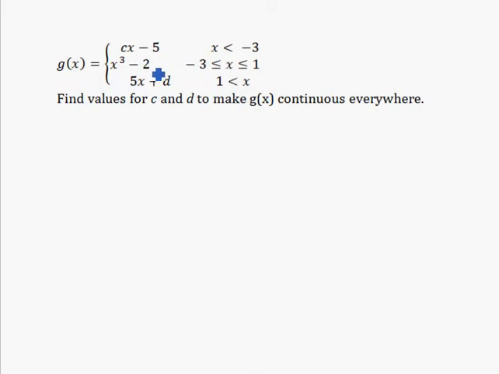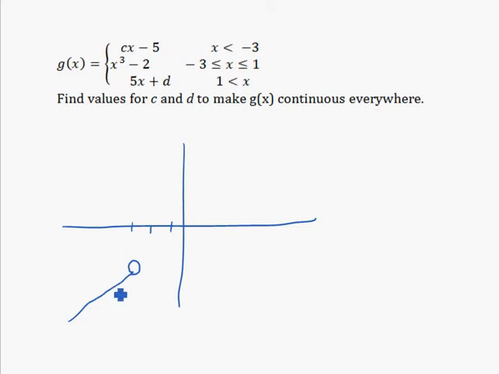Cx minus 5 is a line, and it's happening at less than -3. So this line could be going really pretty much anywhere, okay? And it's just going to stop at -3. Boom. So now I don't know where this line is. The line could be moved up or down. I'm just drawing a random line. It could be anywhere, but I know it stops at -3.